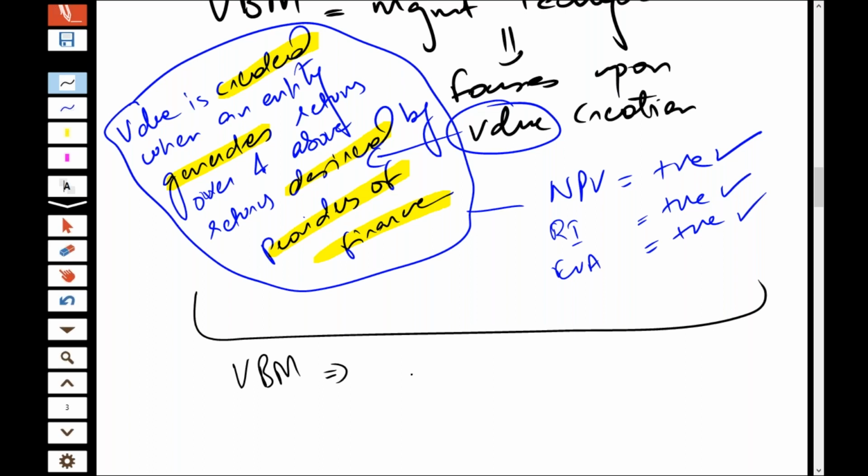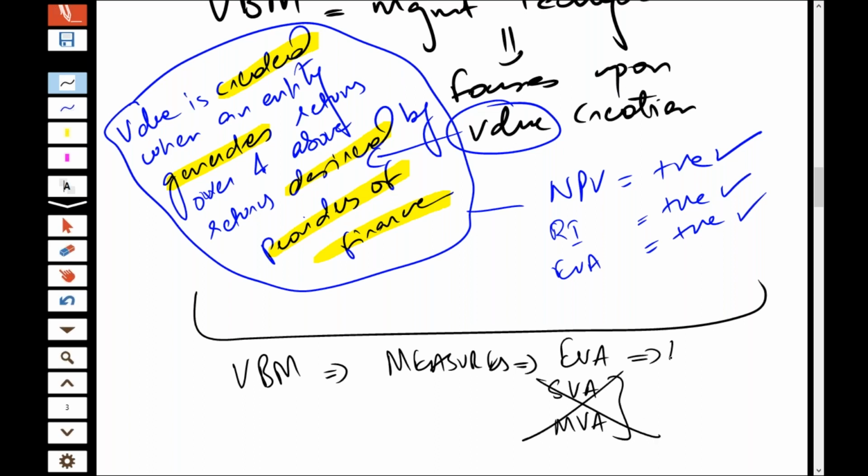value creation. But when it comes to the creation of value, we need to understand that there has to be multiple measures of creating value. What are those multiple measures? Usually value based management uses economic value added. It uses shareholder value analysis, SVA. It uses NVA. These two things are not part and parcel of the course. It's only the economic value added which is part and parcel of the course.